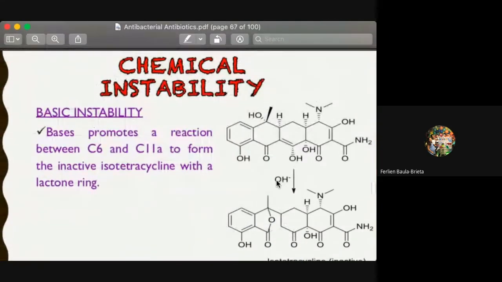Now let's have basic instability. So base promotes a reaction between C6 and C11, almost the same as our acid instability. So the inactive isotetracycline: if our base promotes a reaction between C6 and C11, it forms the inactive form of our tetracycline called isotetracycline, with a lactone ring. So if there is a reaction at C6 and C11, it will really render our tetracycline inactive.